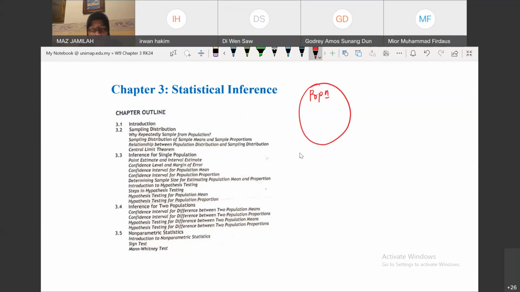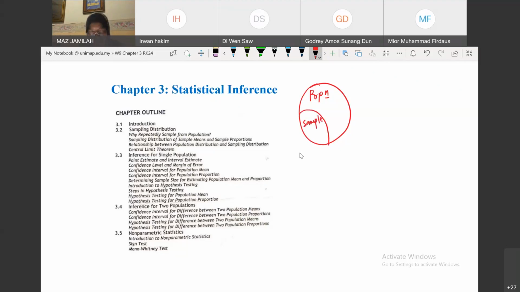if we have our population, due to some reason, for example, limited time, limited money, limited resources, for example, our manpower and so on and so forth. So what happened is that instead of collecting all the subjects in our population, we are going to choose a subset of our population and we name that our sample.